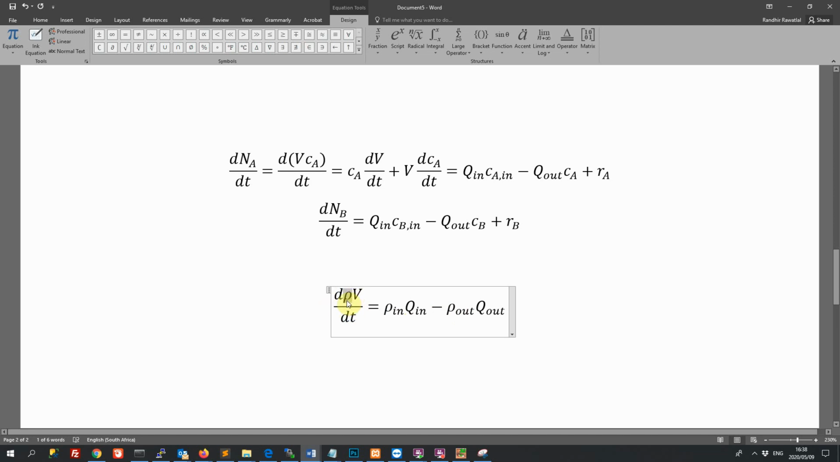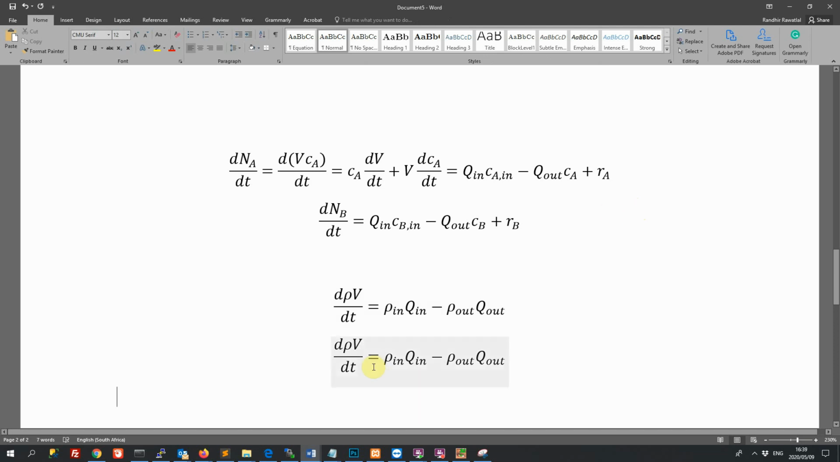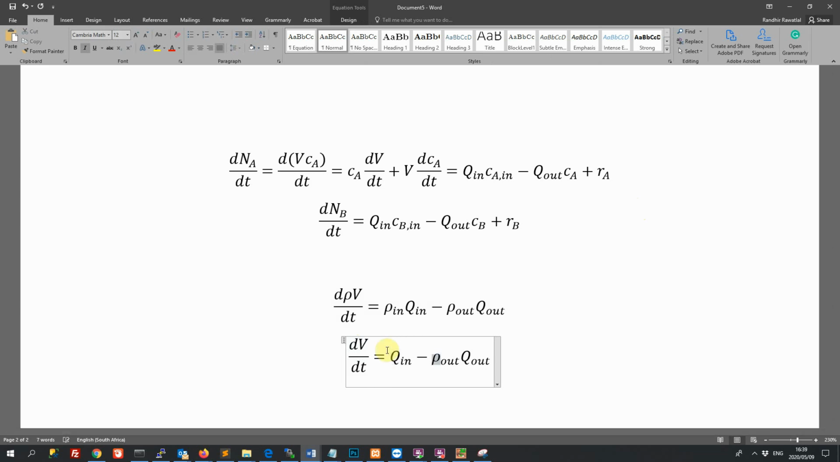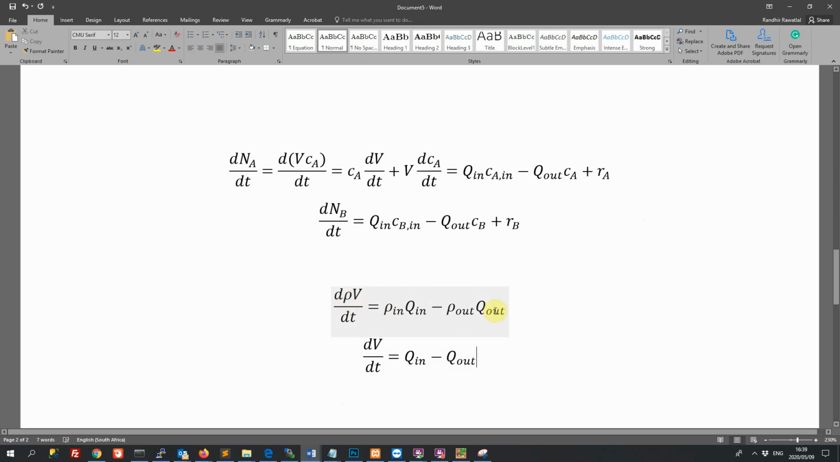So we can imagine rho coming out here as a time constant, and then that density can cancel with these densities, leaving us simply with dV/dt equals Q in minus Q out. So this is a kind of volume balance under that assumption of approximately constant density. It's two assumptions really: that the density is constant in time and the density is equal across that reactor. If those two assumptions hold, then we can say this is true.